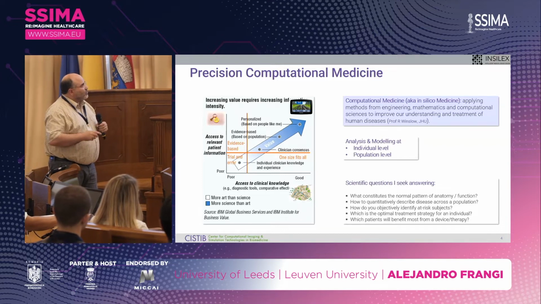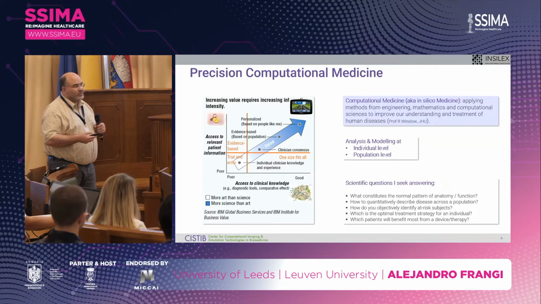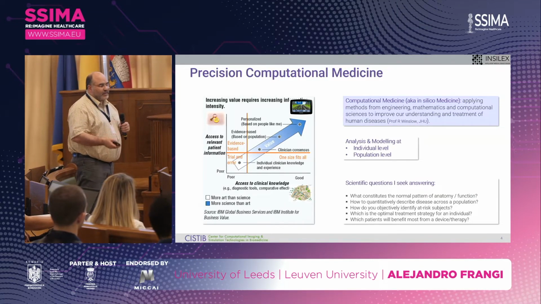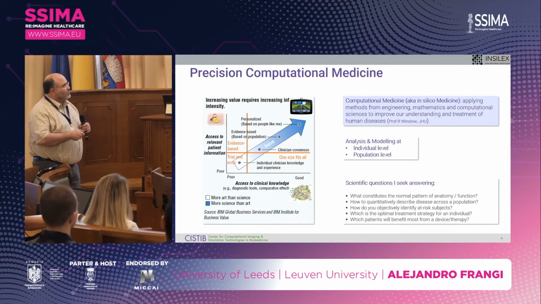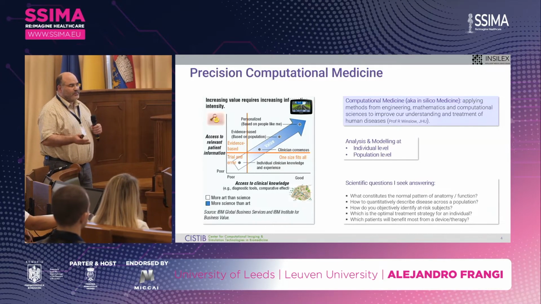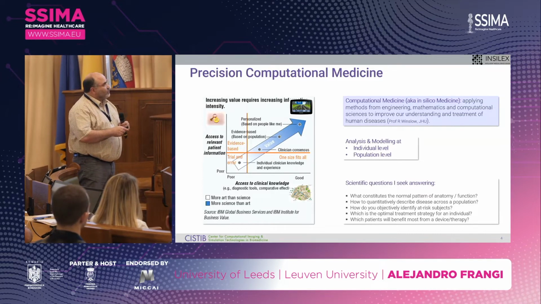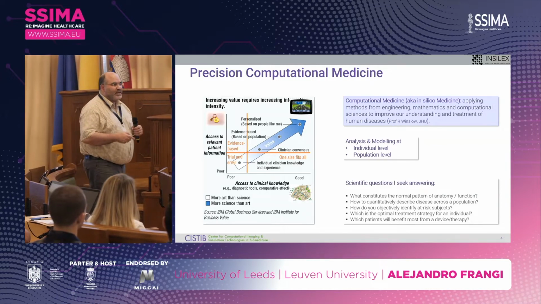So I'm not going to go into detail, but these are some of the questions that I try to answer, like, for instance, what constitutes a normal pattern of a particular organ, anatomy, or function, or how you quantitatively describe it across a population, or how do you identify patients who are at risk, like in neighborhoods that you don't want to be, et cetera.